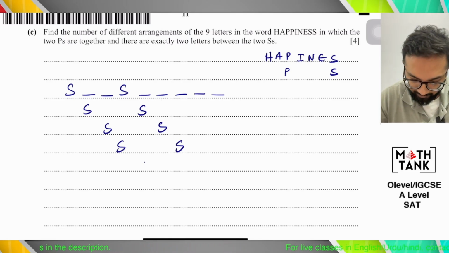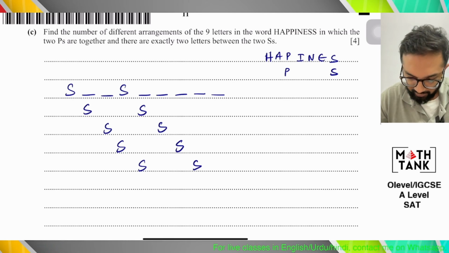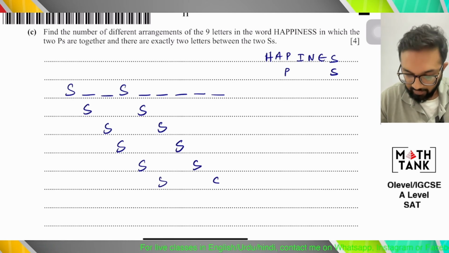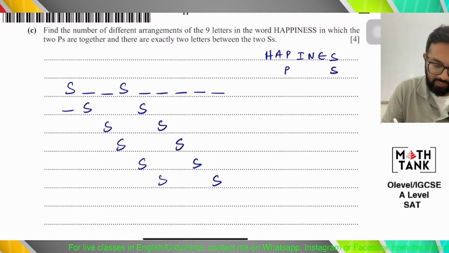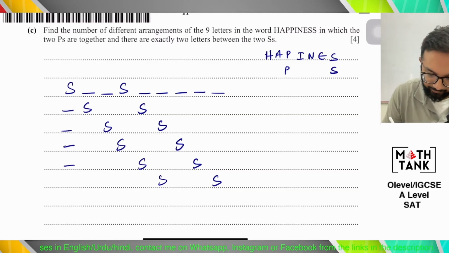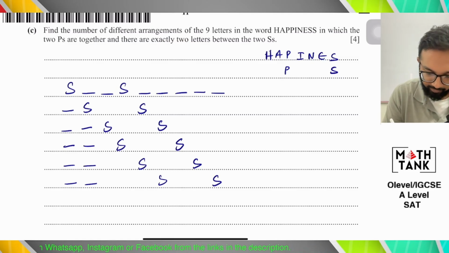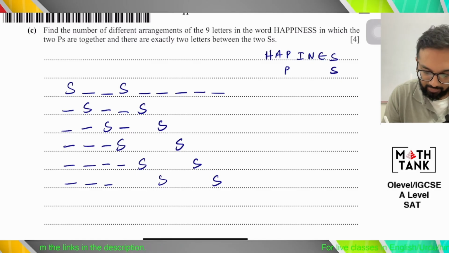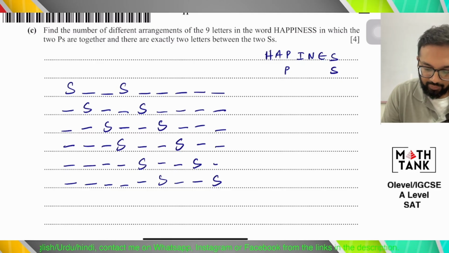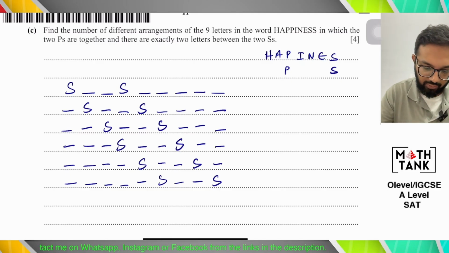Let's just try to avoid that mistake. Okay, so let me put the dashes there. Not that you need to put the dashes, but I need to explain this question to you, which is why I'm doing it this way. Then I want what? I want the P's to be together.